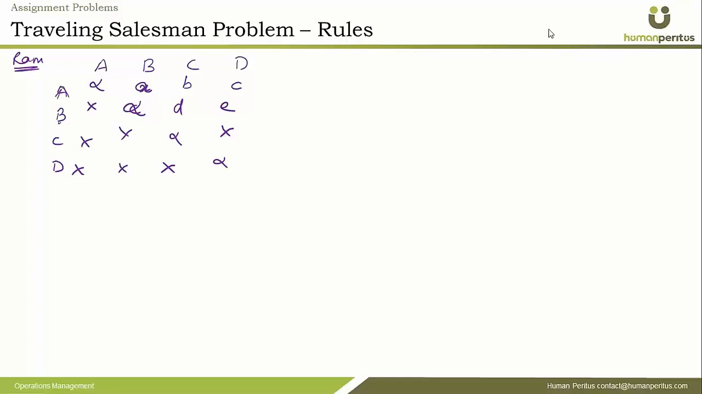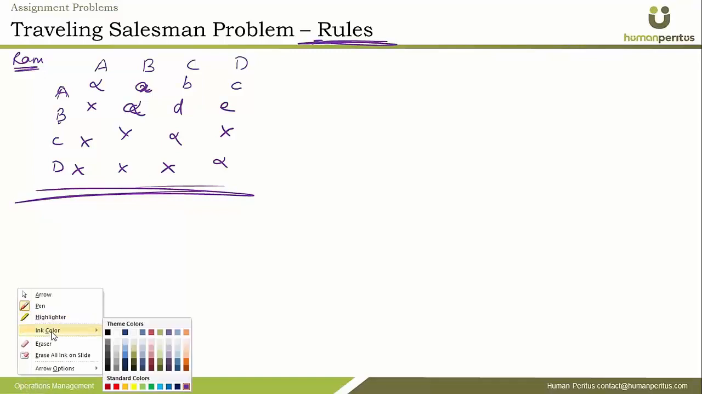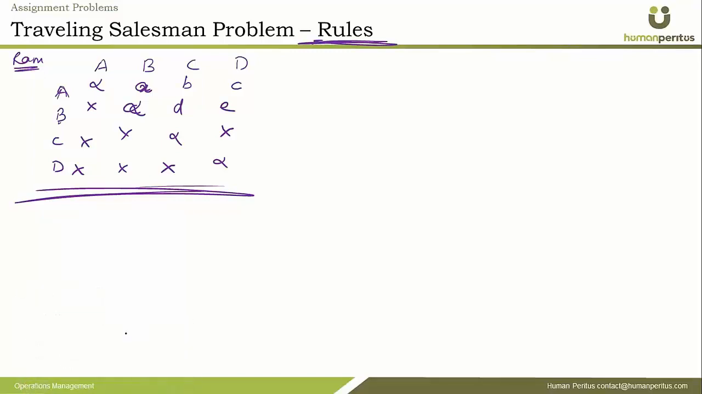Okay, so this is the structure of the traveling salesman problem. As you can see, a person cannot go to the same city, right? So there are some rules that one has to keep in mind while solving the traveling salesman problem. These are not really rules; these are simply basic common sense that one has to keep in mind while solving the question.